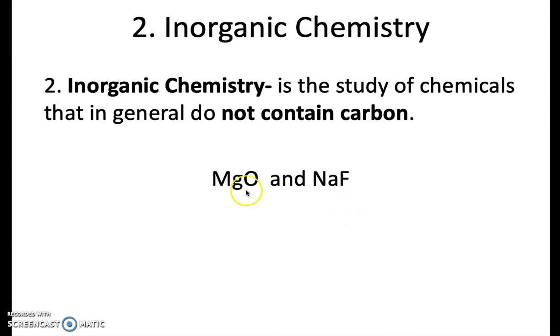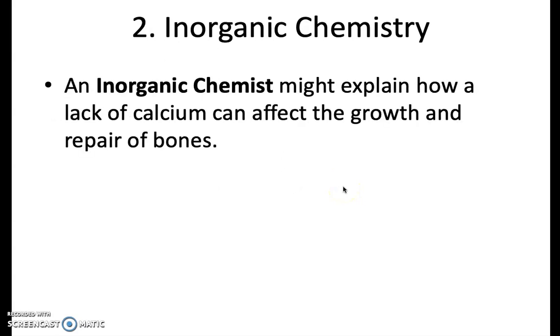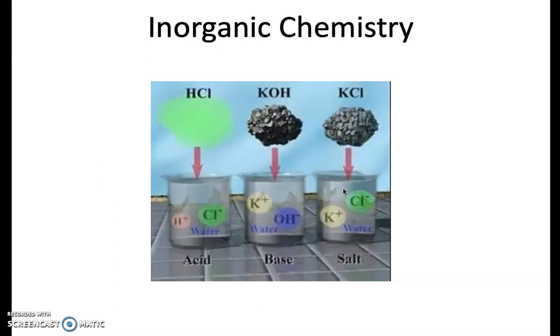All right, so for example, MgO and NaF. So you have magnesium oxide and sodium fluoride. These are inorganic compounds. Now, an inorganic chemist might explain how a lack of calcium can affect the growth and repair of bones. That's something an inorganic chemist can look at. Okay. So here's some other examples of inorganic chemistry: KOH, KCl, and HCl. Okay, you have your acid, base, and salts. That's what we're going to be looking at.